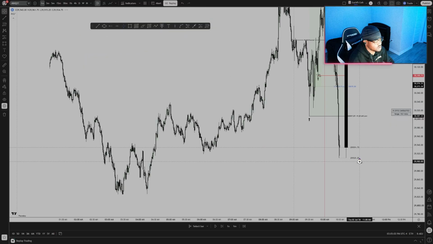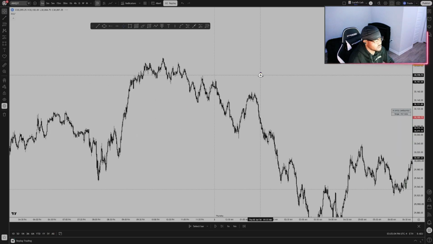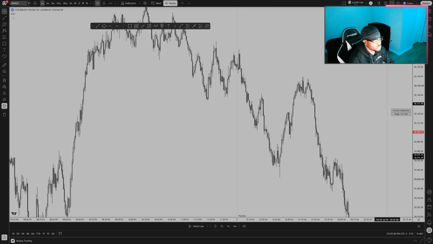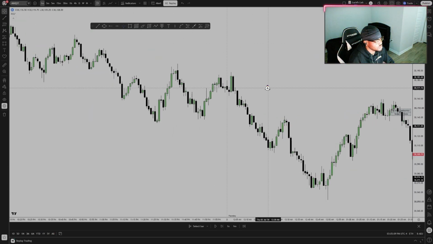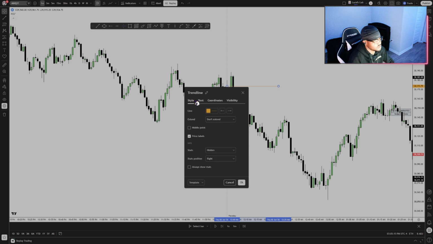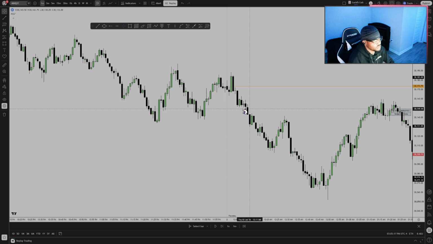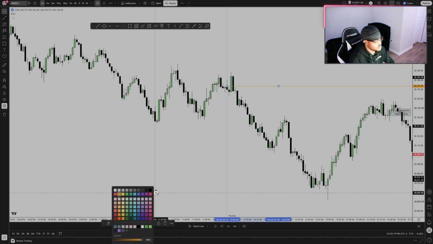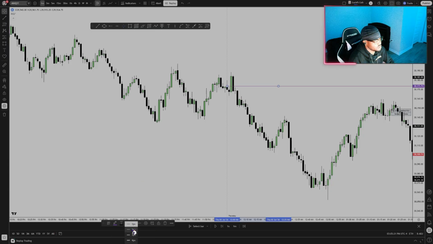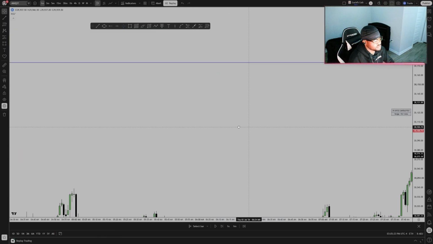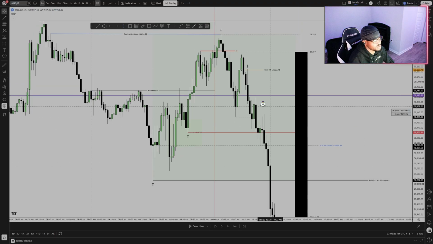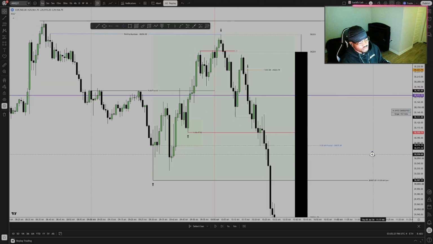Same thing with the whole concept behind midnight opening price. If I was to go back here and identify that midnight opening, the same way ICT does, the midnight candle, and then extend this candle to the right, and make it purple and brighten it, then if price is underneath the purple line, it's bearish below. If it's above it, then it's bullish above.